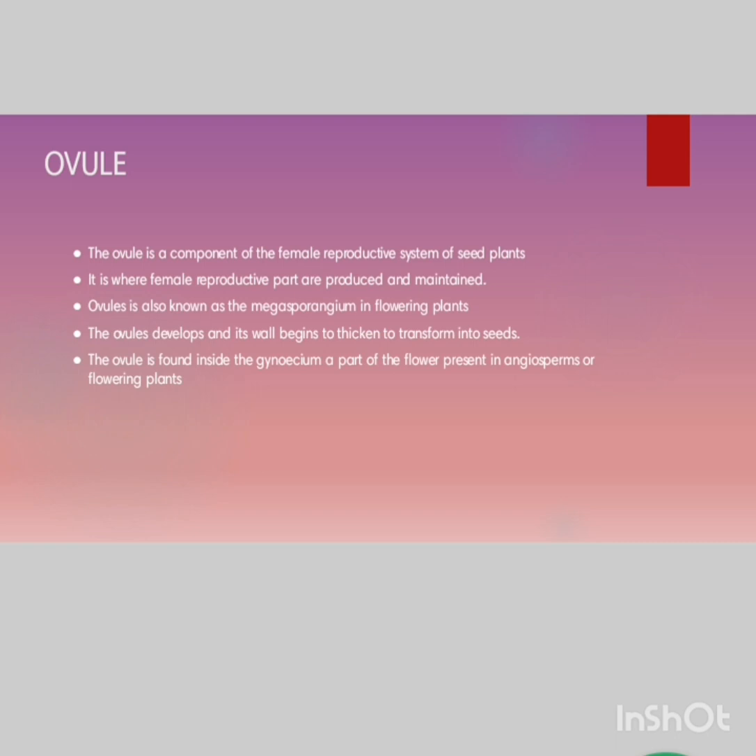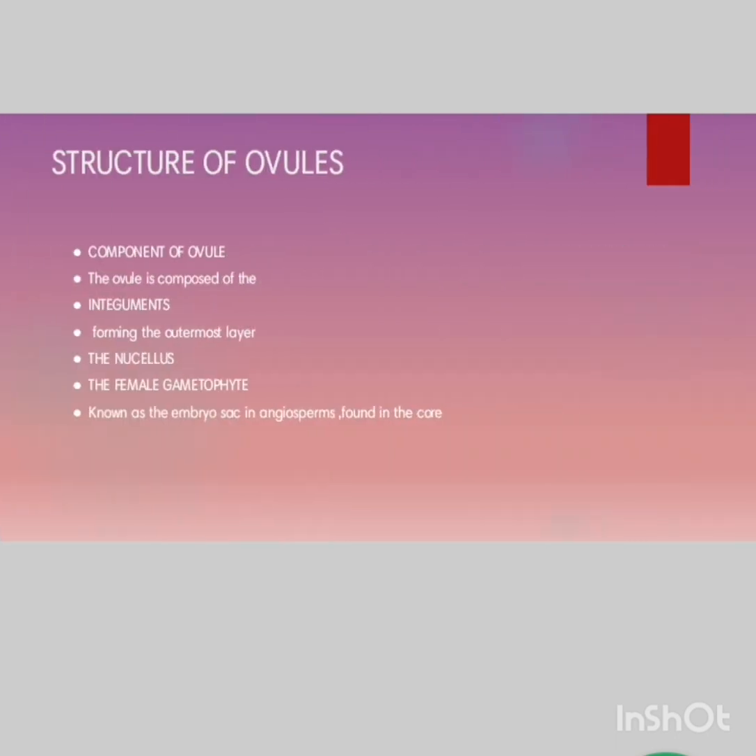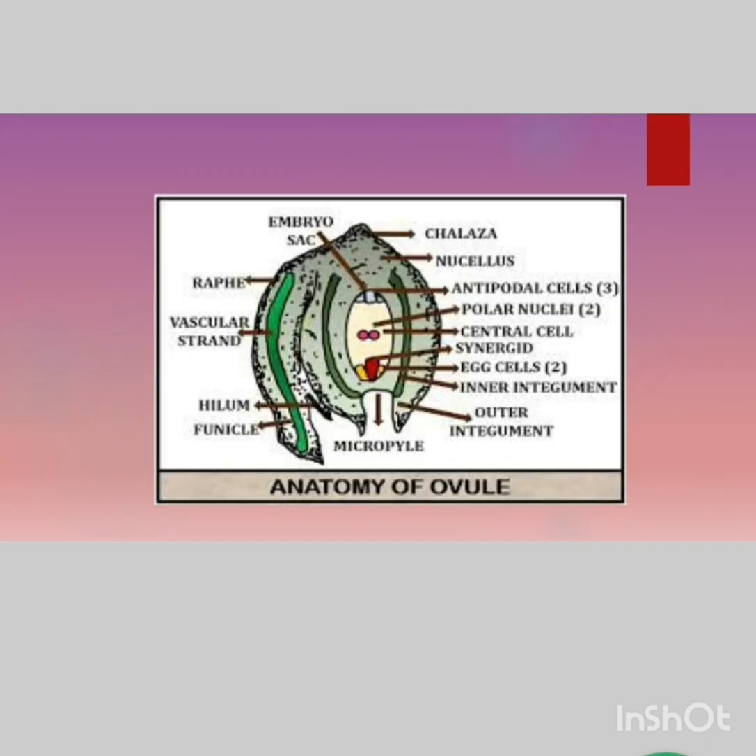The ovules develop and its wall begins to thicken to transform into seeds. The ovule is found inside the gynoecium, a part of the flower present in angiosperms or flowering plants. Next, structure of the ovules, components of the ovule. The ovule is composed of the integuments, firstly, forming the outermost layer. The nucellus, the female gametophyte, known as the embryo sac in angiosperms, is found in the core.